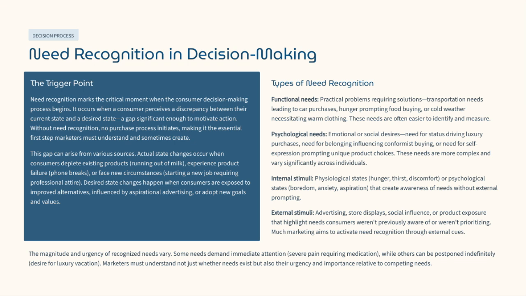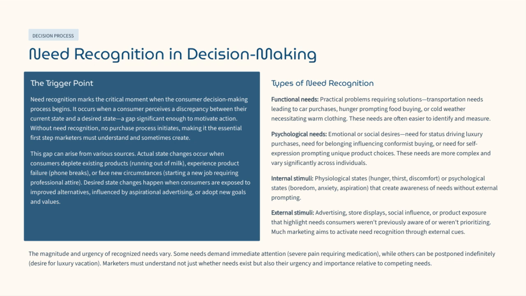Finally, the trigger point for need recognition can come from various sources. Actual state changes like running out of milk, experiencing product failure, or facing new circumstances, such as starting a new job that requires professional attire. Desired state changes happen when consumers are exposed to better options through advertising or adopt new goals and values. In essence, need recognition marks the beginning of the entire decision-making process. It's that pivotal moment when consumers realize they have a gap that needs to be filled, and understanding this is key for effective marketing.